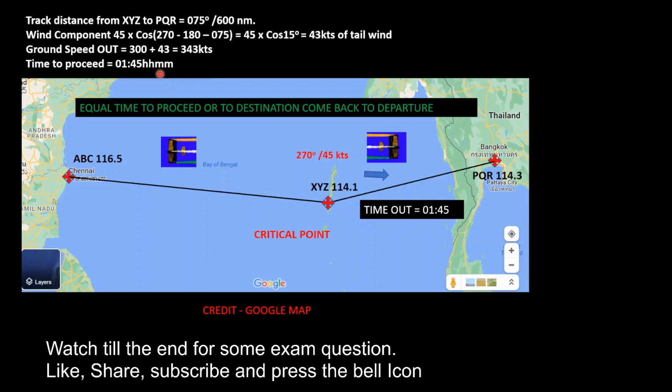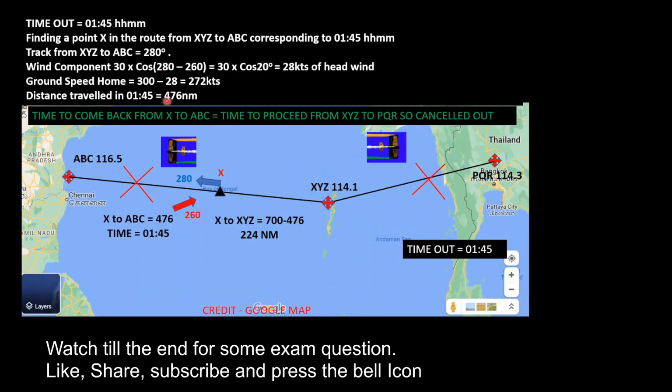Now let me proceed to the next leg. As we have seen, the time from XYZ to PQR is 1 hour 45 minutes. So now I will find a point, which I will annotate X, on this longer route, from where it takes an equal amount of time for me to come back to my base, that is ABC, in the event of an engine failure.